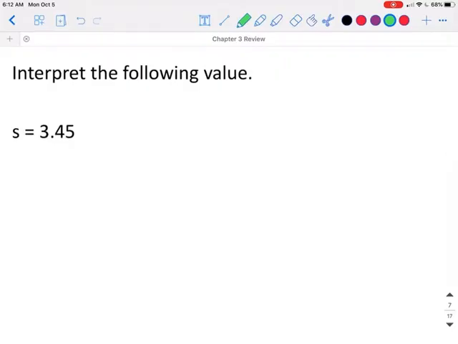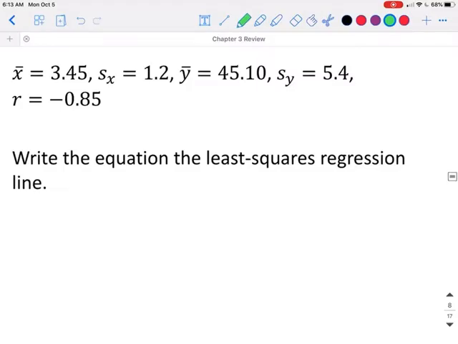Interpret the following value: S is equal to 3.45. This means, on average, the predictions made by our least squares line will be off by 3.45 units. We need to write the equation of the least squares line. Now again, we know that slope is equal to r times s sub y over s sub x, or in this case, it would be 0.85 times 5.4 over 1.2, which is going to give us a slope of negative 3.825.